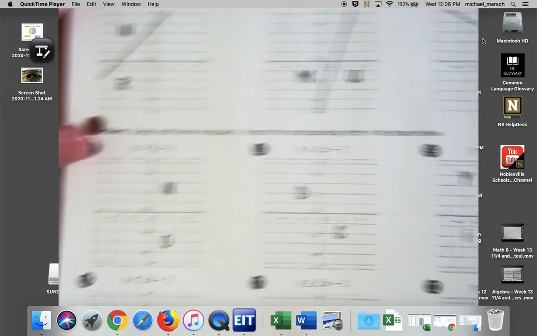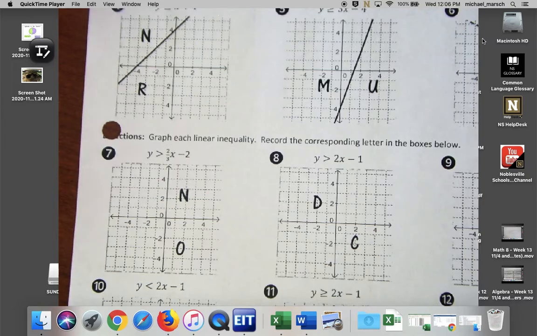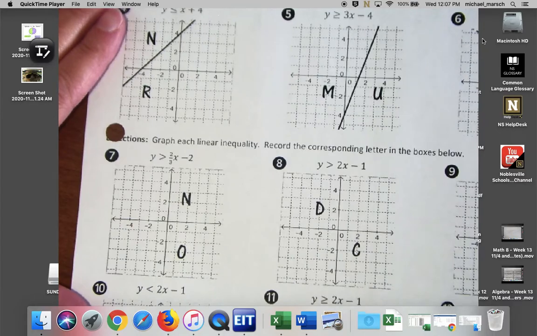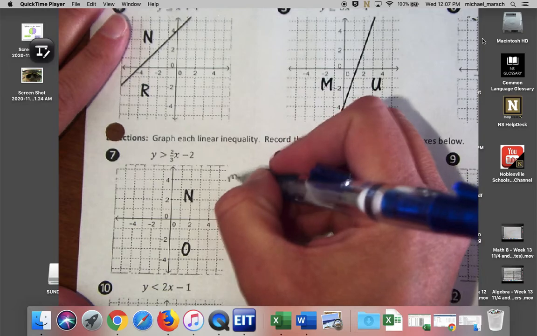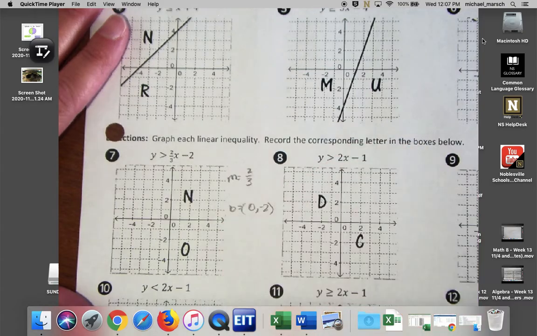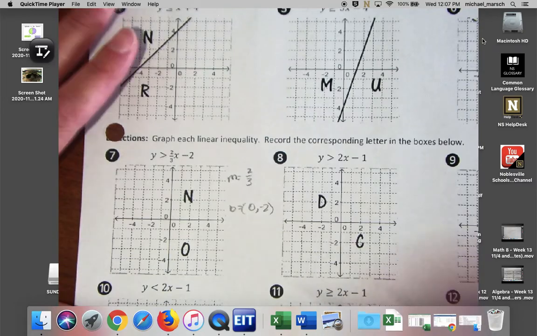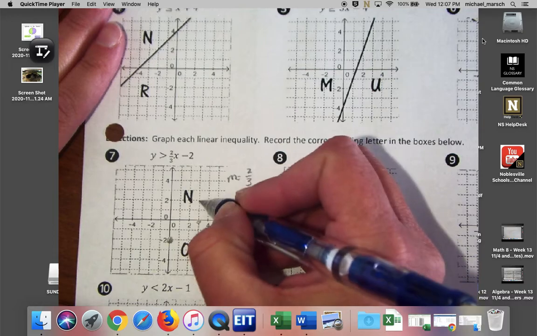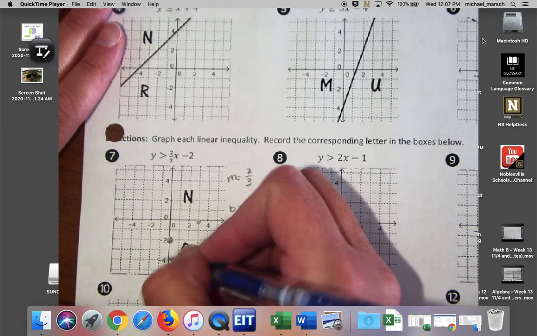Then down here at the bottom, it says graph each linear inequality. So you actually have to graph it yourselves, right? For number 7, what's my first step to graph this? Find the slope and y-intercept. My slope is 2/3. My y-intercept is (0, -2). So what am I going to do with that slope and that y-intercept? Plot the y-intercept and then do the slope. Yep, up 2/3. I'll have to go down 2 and back 3.